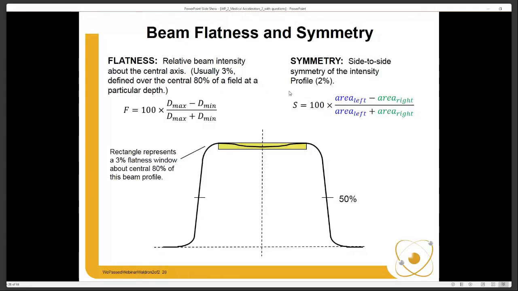Symmetry, side-to-side symmetry, usually we apply 2%. And I'm talking about aerial symmetry, where we take the area on the left side and compare it to the area on the right side. And of course, if we're at 100% there or a value of 1 over here, then we're going to be perfectly symmetric. As we deviate from that, we'll be asymmetric.